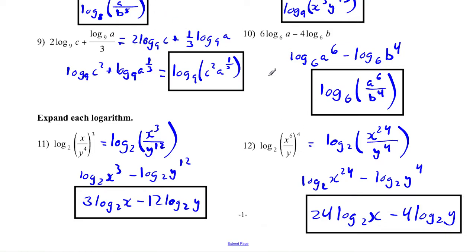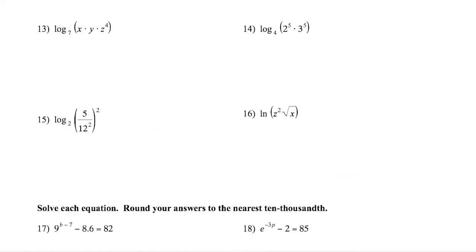So there are 3 properties with these: quotient property, product property, and power property. And all you're doing is just changing between the 3. So with these 2, we had power property last after we do the quotient property. So next up, this is all just product property.